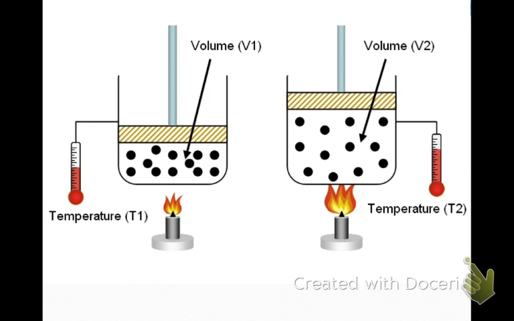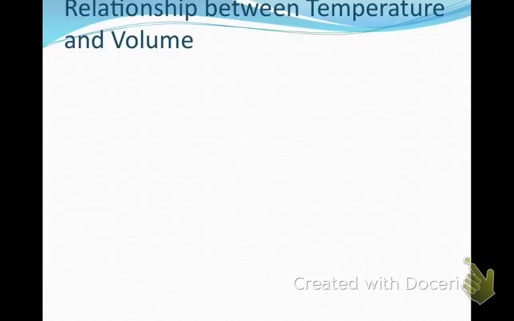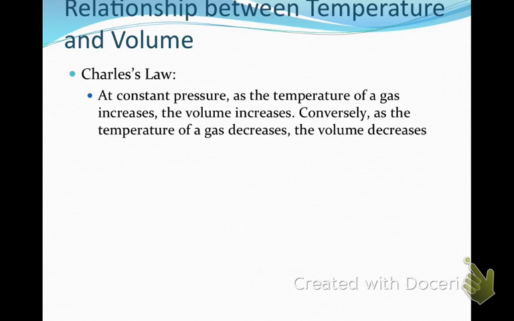If you go to the right-hand side, as we increase the temperature gets higher. The volume also increases. There's still the same number of particles in between the two containers, but the volume will change as the temperature increases. So we know that in Charles' law, at a constant pressure, meaning the pressure doesn't change at all, as the temperature of the gas increases, the volume increases. Conversely, as the temperature of the gas decreases, the volume will decrease.